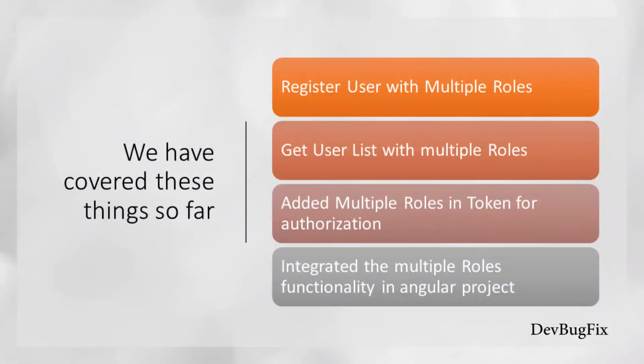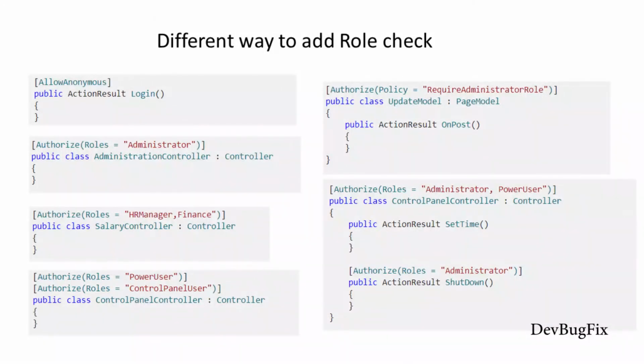So we have covered these things so far. We register user with multiple roles, get user list with multiple roles. We added multiple roles in a token because we are using token for authentication and authorization, and we integrated the multiple roles functionality in Angular project. Now we will see different ways to add a role check in .NET Core.